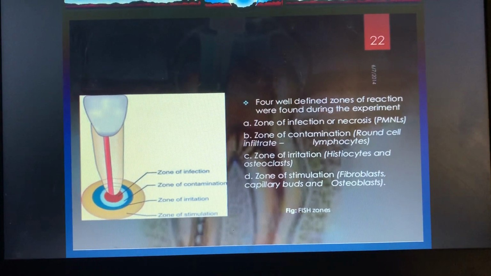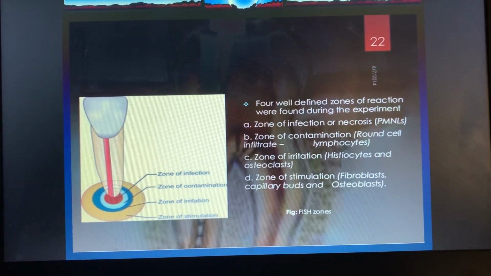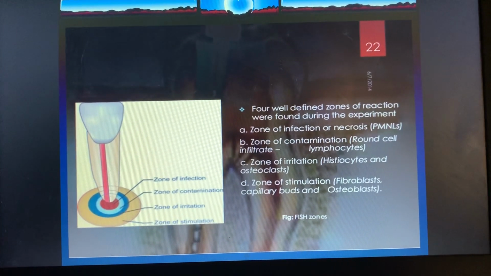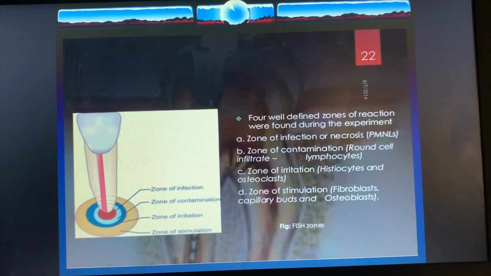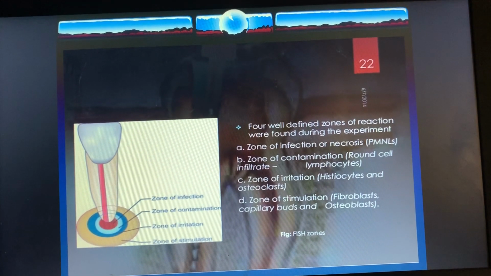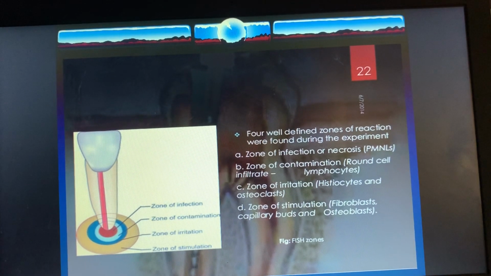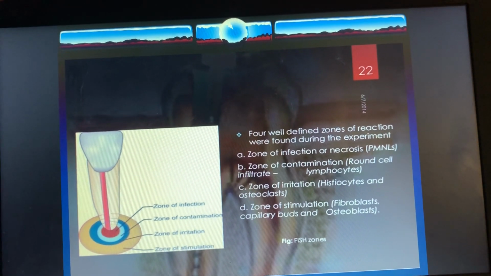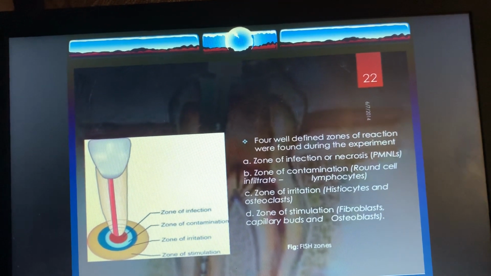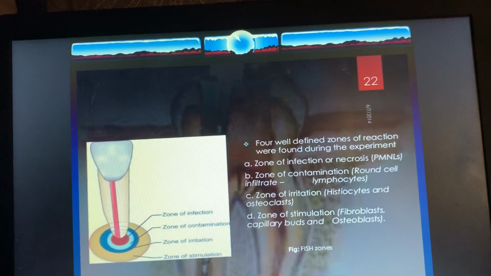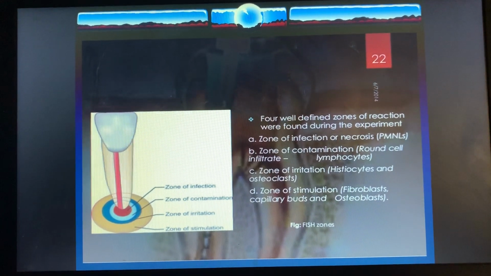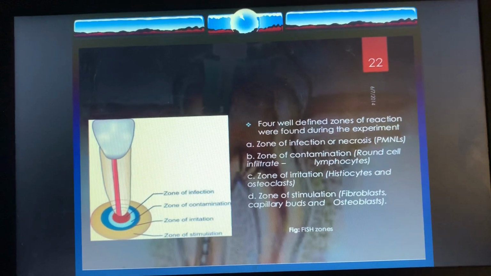The last zone is the zone of stimulation. The toxicity is reduced, fibroblasts and osteoblasts are seen, and this zone takes care of the periphery. The collagen fibers are laid down by fibroblasts, which act as a wall of difference around the zone of irritation. That means this wall differentiates the zone of stimulation from the zone of irritation, the scaffolding on which osteoblasts lay new bone tissue. So here we can see new tissue formation, regeneration.